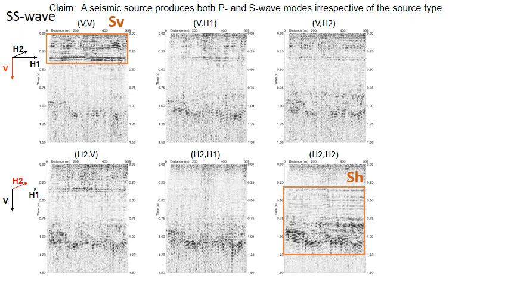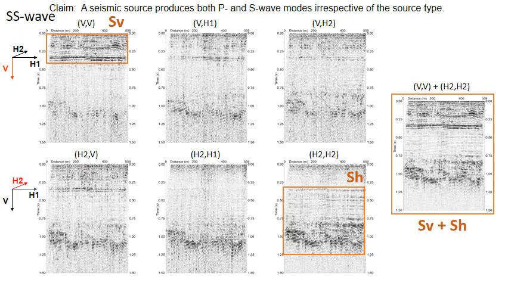Knowing that shear wave is more vertically polarized in the shallow part and horizontally polarized in the deeper part, we have combined those two SV and SH sections to get the best of this 6-component section.